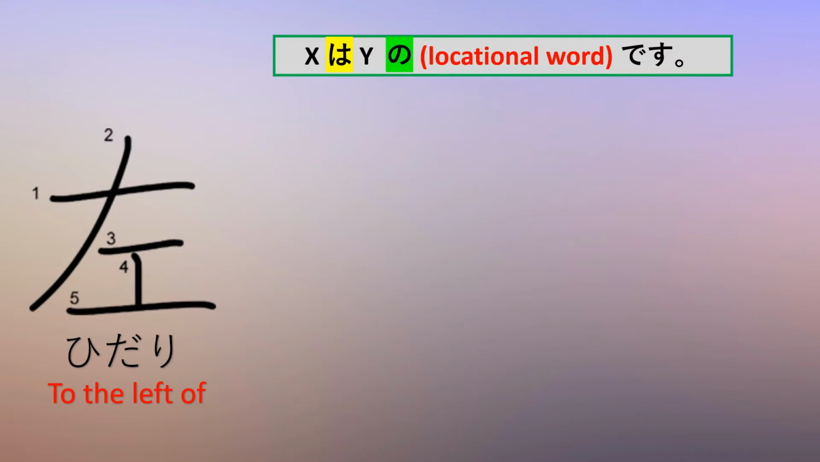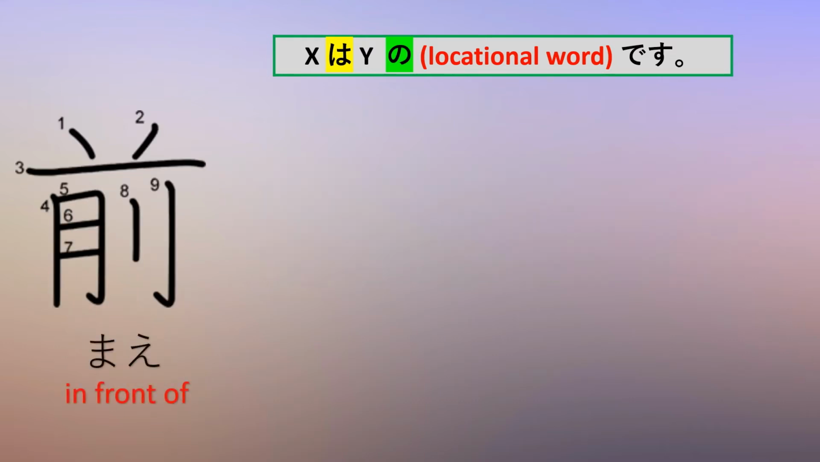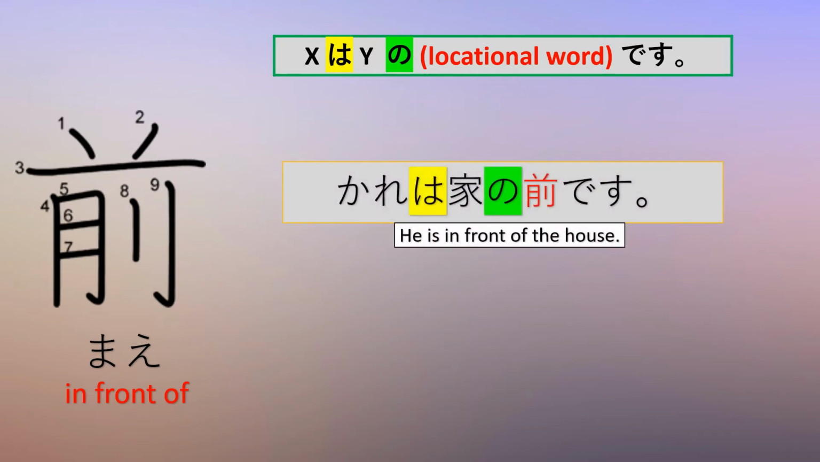Next is hidari, to the left of. Hidari. Using the equation, computer wa teburu no hidari desu. The computer is to the left of the table. Next, mae, in front of. Mae. Kare wa ie no mae desu. He is in front of the house. Kare wa ie, the reference point, no mae desu, in front of.